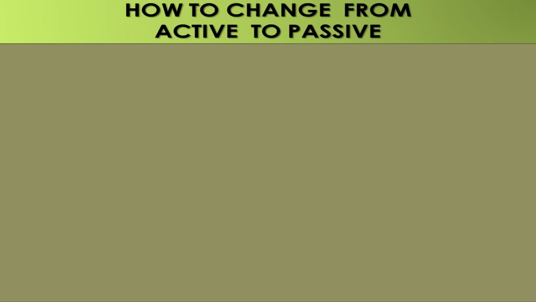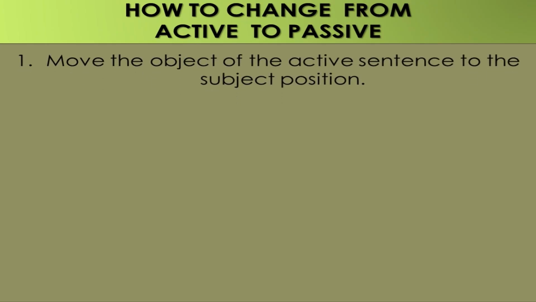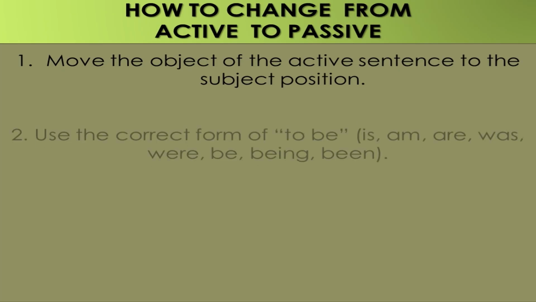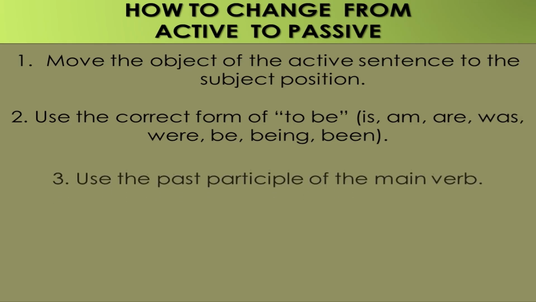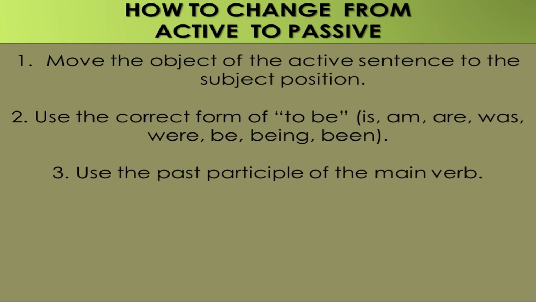Now, how do we change from the active into passive voice? Number one, move the object of the active sentence to the subject position. Number two, use the correct form of to be: is, am, are, was, were, be, being, and been. Number three, use the past participle of the main verb. Number four, optionally add by plus doer. It is optional, means it is not a must for you to add by and the doer of the action.